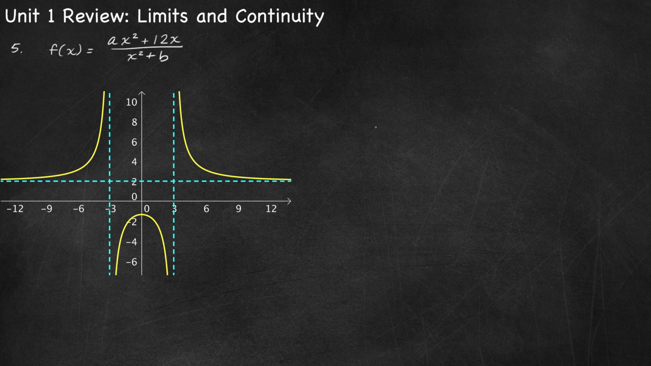Number 5, f of x equals the quantity ax squared plus 12x divided by the quantity x squared plus b. We also have a graph of f of x, and I can see on the graph that we have a horizontal asymptote at y equals 2. I can also see that the function is approaching 2 as x approaches infinity, and the function is approaching 2 as x approaches negative infinity. So I know the limit as x approaches infinity of f of x equals 2.